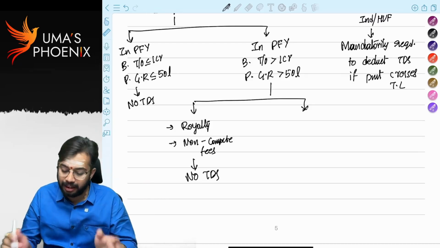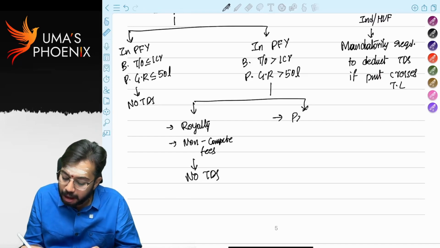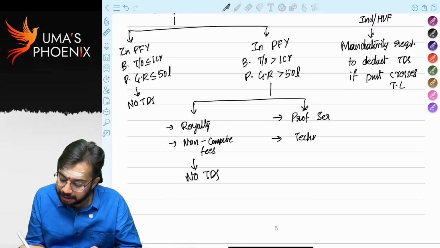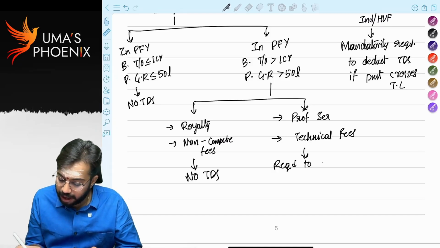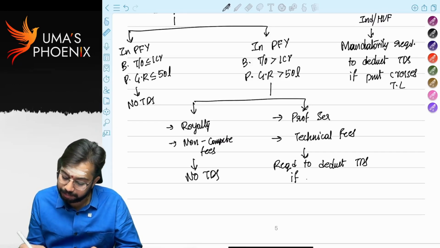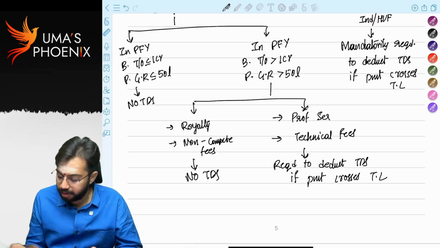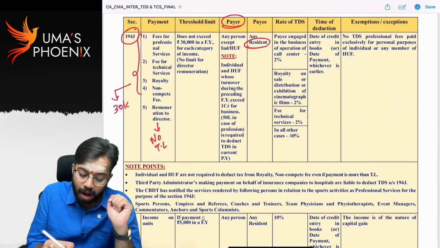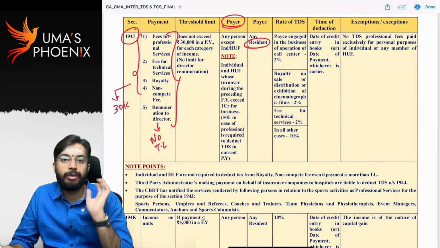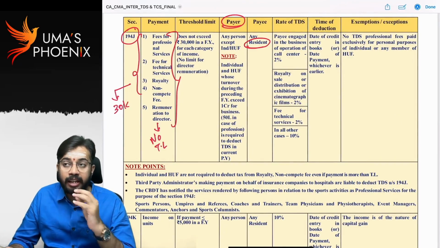Is it clear? Next, if they are making payment for professional services or for technical fees, then they are required to deduct TDS if payment crosses the threshold limit. Is it clear? That's it. Payee resident. That means all these payments, only if they are paid to a resident, then only 194J gets attracted.